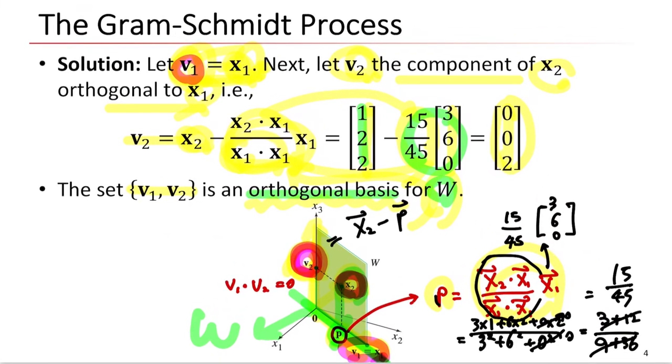So here is the formulation. This is the orthogonal projection of the vector X2 onto the subspace spanned by vector V1, right? And by subtracting this from X2, we can represent V2, right? So finally, V1 and V2 are an orthogonal basis, right? So actually, this is the Gram-Schmidt process.